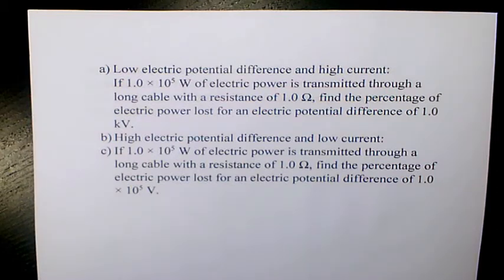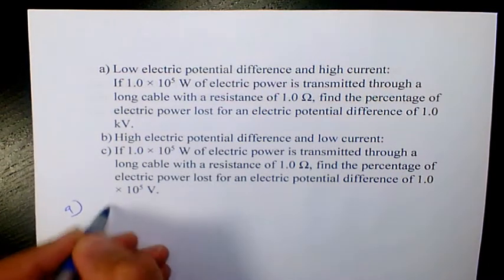Welcome to another video. In this video I want to show you how to find out the percentage of electric power lost. Part A, when we have low electric potential difference and high current. If 1 times 10 to the power of 5 watts of electric power is transmitted through a long cable with a resistance of 1 ohm, find the percentage of electric power loss for an electric potential difference of 1 kilovolt.